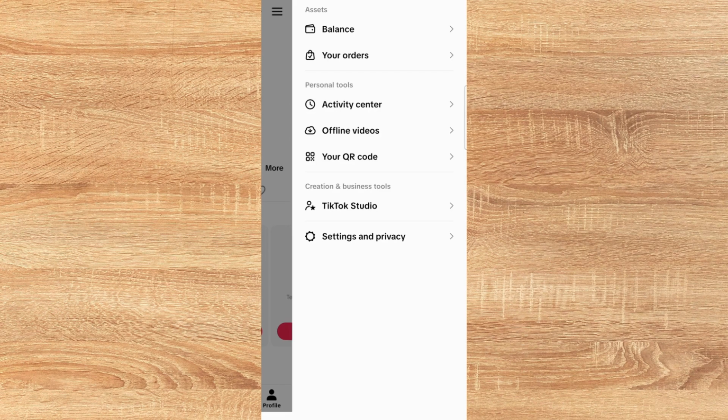Never share one-time passwords, verification codes, or account credentials with anyone offering shortcuts. If something sounds too good to be true, it probably is.